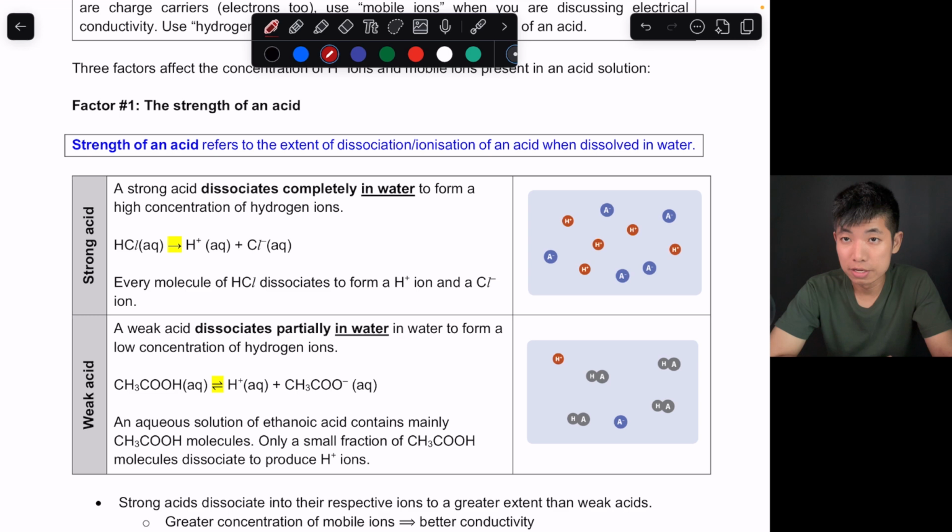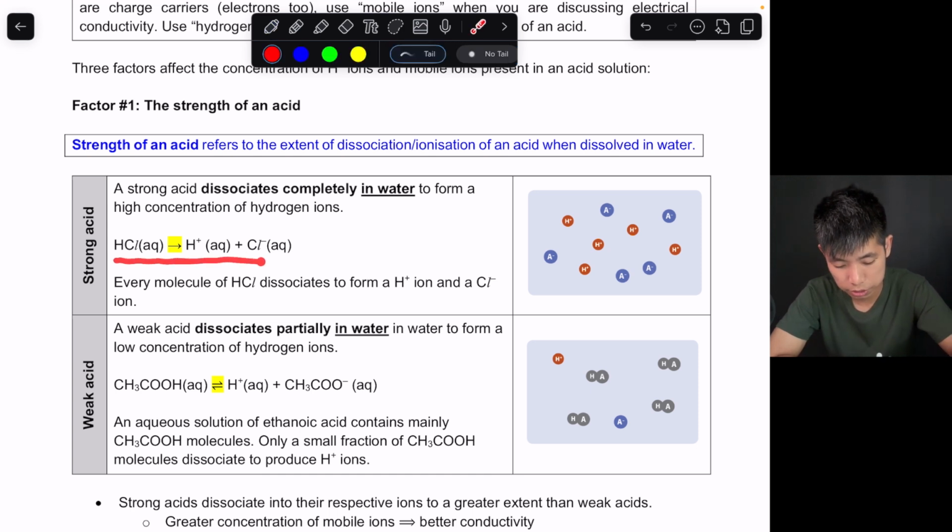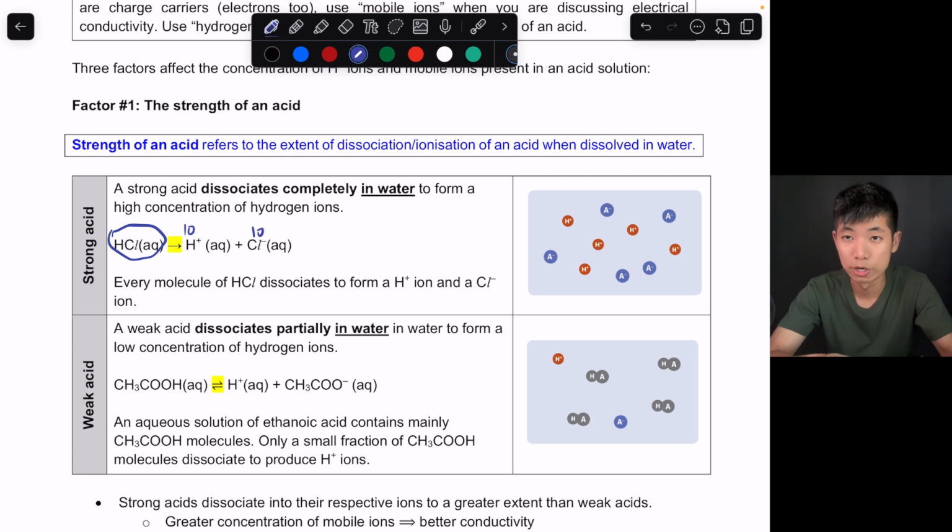Let's take a look at the first factor, which is the strength of an acid. The strength of an acid is defined as the extent of dissociation of an acid when it's dissolved in water. We know that acids undergo this process of dissociation, so if we were to write the equation for dissociation for HCl, it looks something like this. So a strong acid is one that dissociates completely in water to give a high concentration of H+ ions. Basically what that means is if I have 10 HCl molecules, I'll get 10 H+ ions and 10 Cl- ions. So every single molecule will be broken up into your H+ and Cl-.